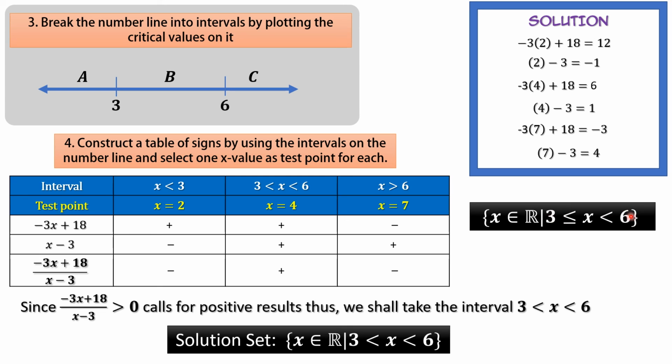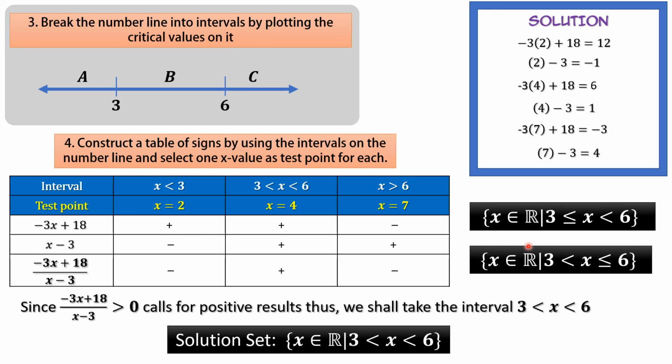What if 6 is the solution and not 3? This is how we are going to express that: x is an element of all real numbers such that x is greater than 3 but less than or equal to 6. As easy as that. So you don't have to worry.